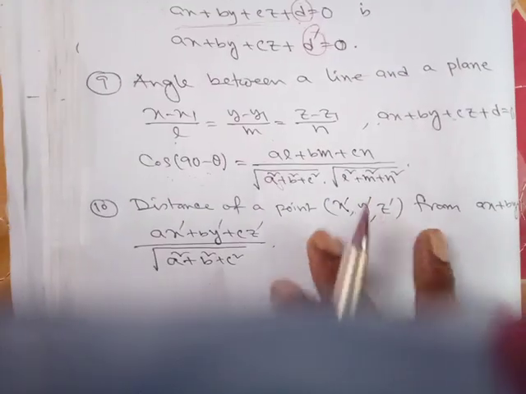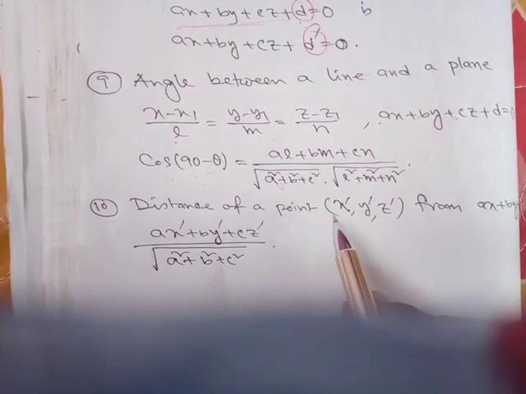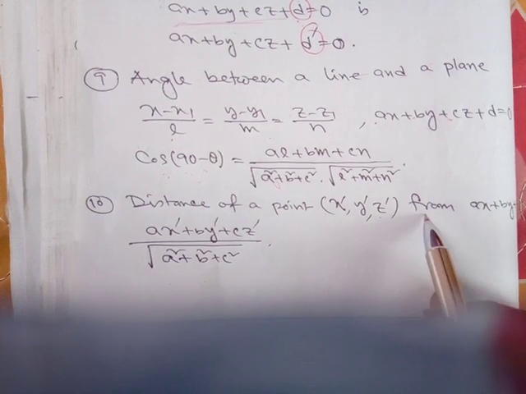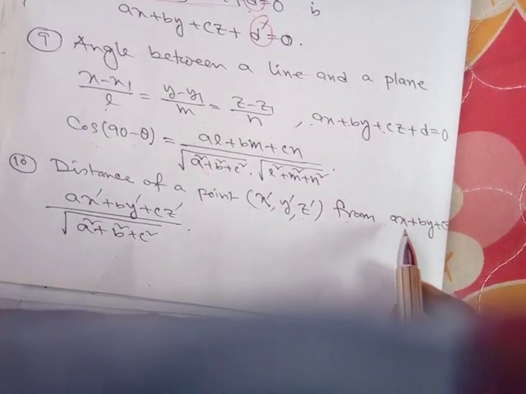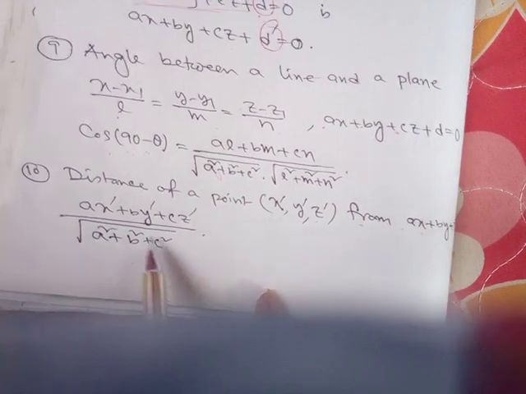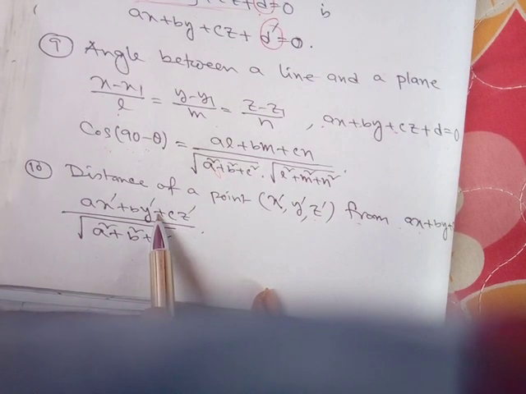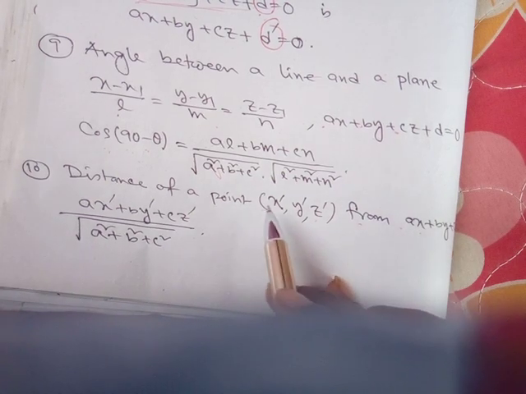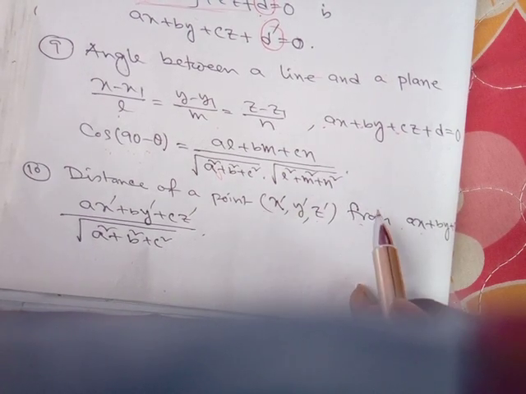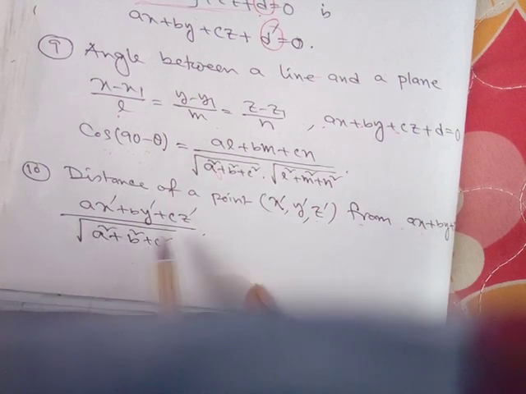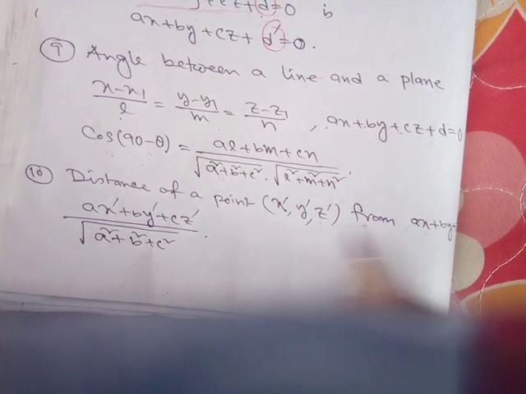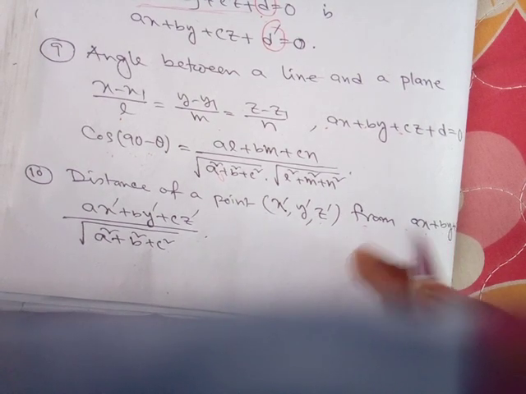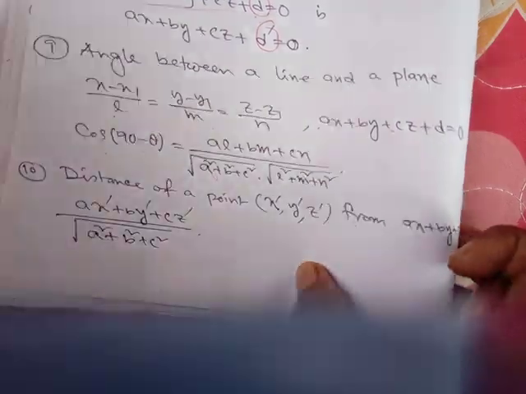Okay, next, number 10: distance of a point x dash, y dash, z dash from the plane ax plus by plus cz plus d equal to 0 is ax dash plus by dash plus cz dash plus d, divided by root over a square plus b square plus c square. Whatever point they give, just put it in place of x, y, z in that equation, divided by root over coefficient of x square plus coefficient of y square plus coefficient of z square from the equation of the plane. Okay, this is point number 10.